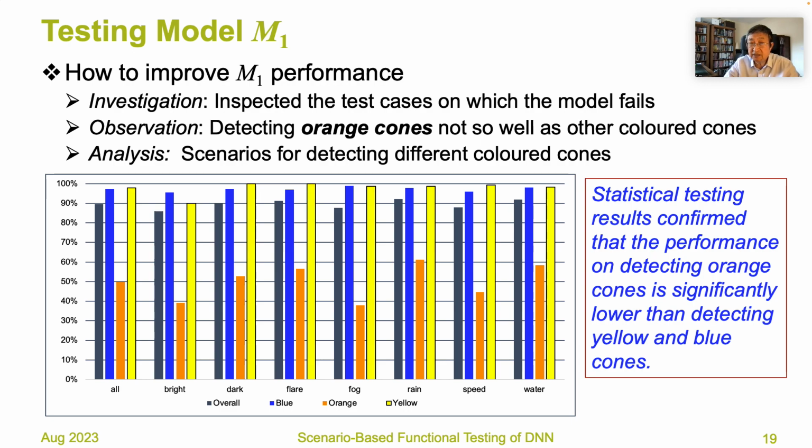We did the statistical analysis again, and we found the scenarios for colored cones have variable performances. The statistical result shows that the detection of blue cones and yellow cones is performing very well, but the detection of orange cones is much less good than the other cones. So we confirmed that the orange cone scenario is the problem.